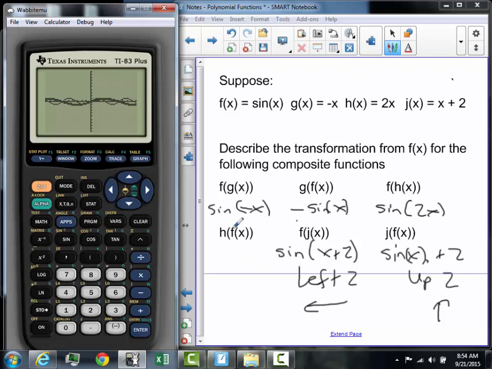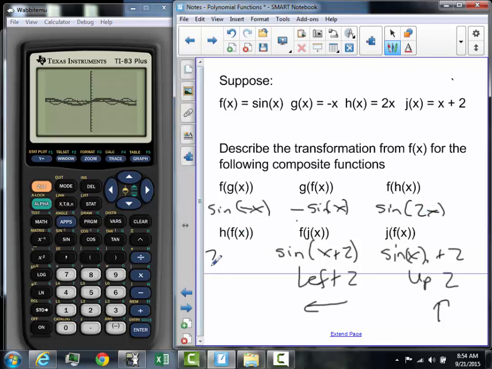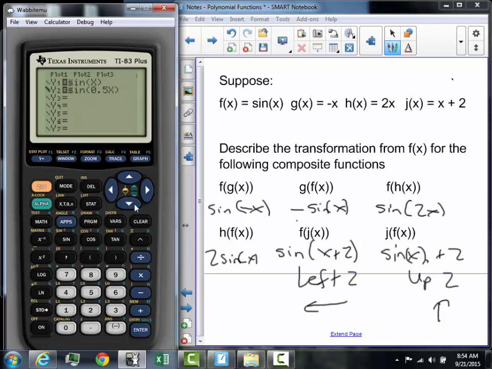Okay, one last one here. h of f of x. So here we were putting the 2 inside this function. Now it's on the outside, so now it's 2 sine x. What happened now? Here's our original sine wave up and down. Here's the exact same graph. It just looks like it's long. It's taller. Yeah, it's taller.